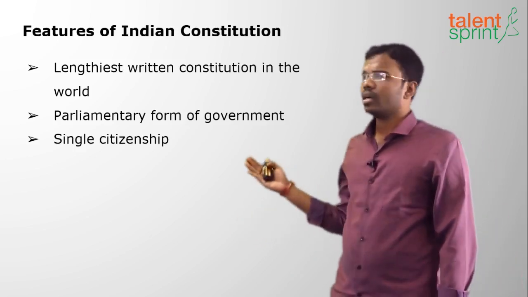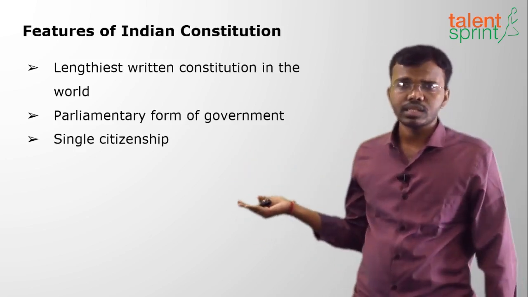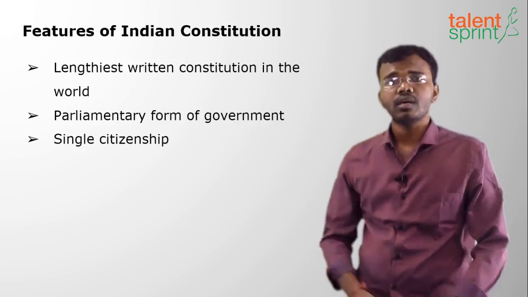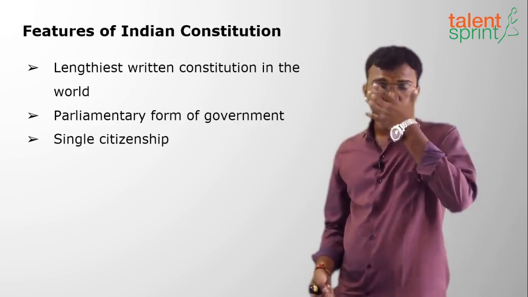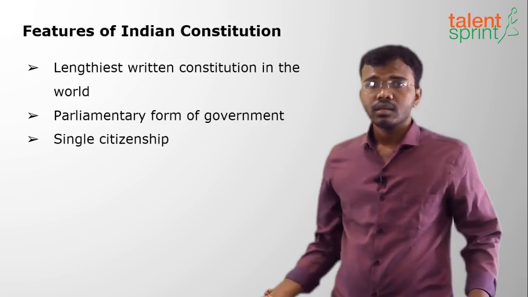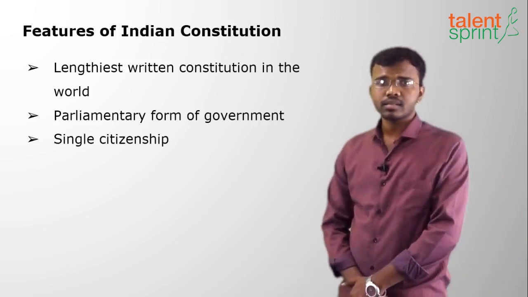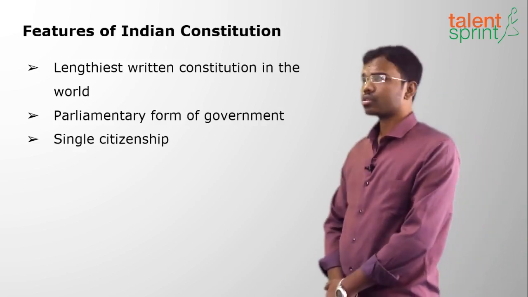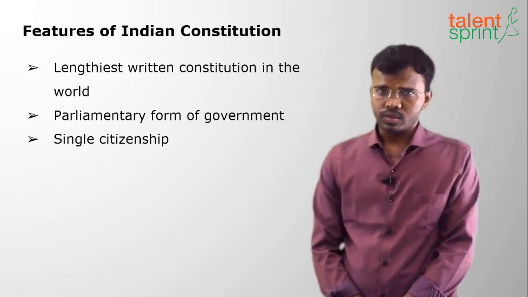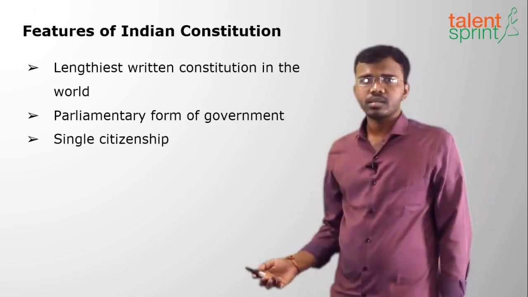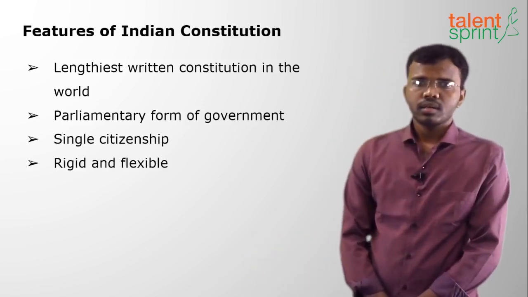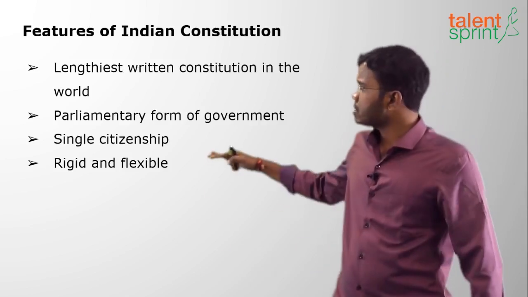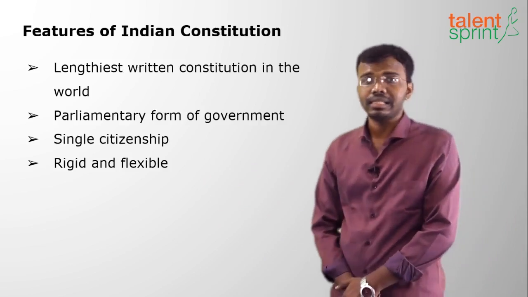If you take US, there people have double citizenship or dual citizenship. What do you mean by dual citizenship? They are citizens of the state and citizens of the country because they have their own constitution for each state. But in India, except Jammu and Kashmir, no state has a separate constitution. We are finally Indians. In most of the countries, all will follow similar rules. So that is the single citizenship advantage. Next is rigidity and flexibility. What do you mean by this? Flexibility means in some parts we can amend this constitution easily with simple majority.